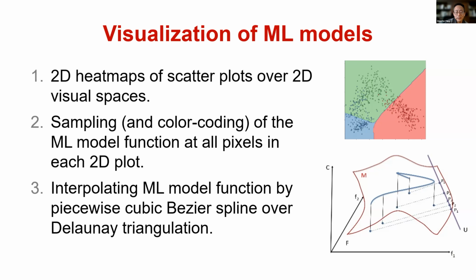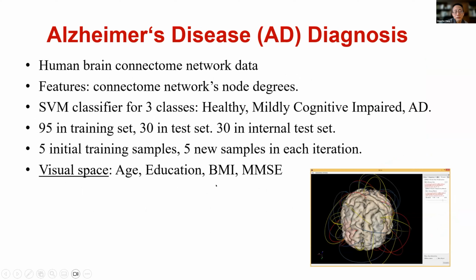I'm not going to get into the details of the algorithm, how these are actually visualized, because there are a lot of interpolation techniques involved in this. But I'm going to just show you the result here. So we apply this method, again, to human Alzheimer's disease diagnosis applications. We use human brain connected networks, and again use SVM classifiers for 3 classes, the same 3 classes.